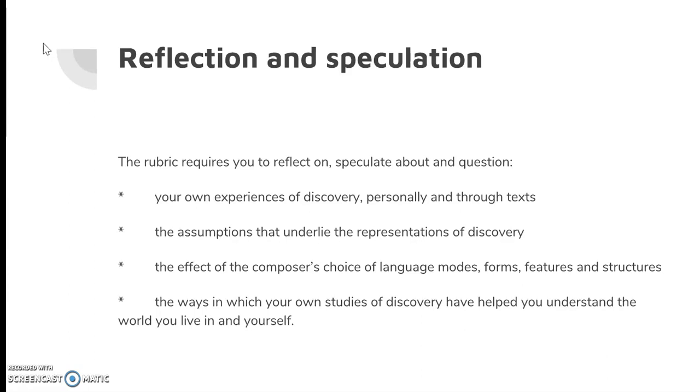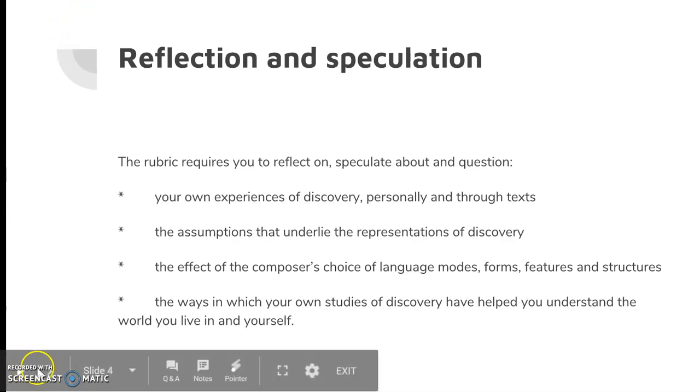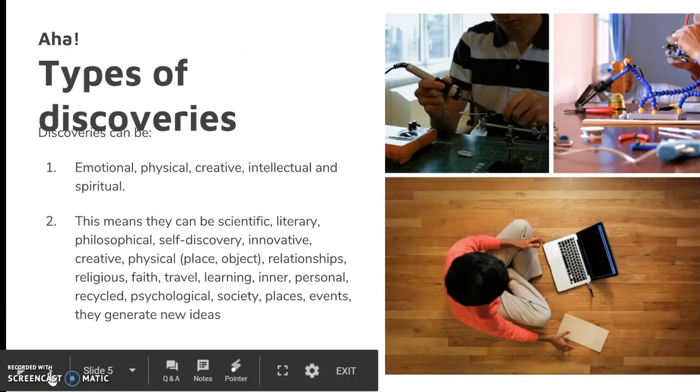You also need to look at the ways in which your own studies of discovery have helped you to understand the world you live in and yourself. So what is the text teaching you about discovery? What are you being asked to reflect on and think about? What are you learning about humanity? What are you learning about the world in which you live? And what are you learning about yourself and how you engage with the world in which you live? How you shape meaning. So the rubric is actually asking you to do quite a lot of things here.